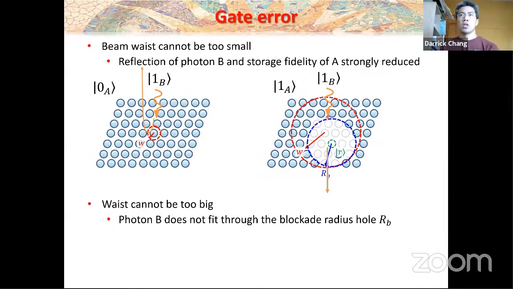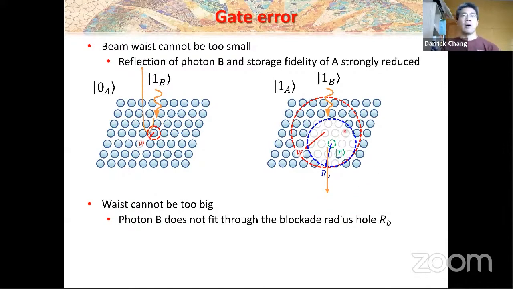Likewise, if I try to punch a hole in my array with some blockade radius R_B, then if my photon B has a beam waist that's much bigger than the blockade radius, you see that this photon B doesn't really fit through this kind of blockade hole anymore. So it's not going to be transmitted with 100% probability.